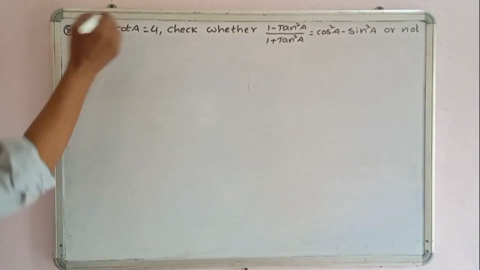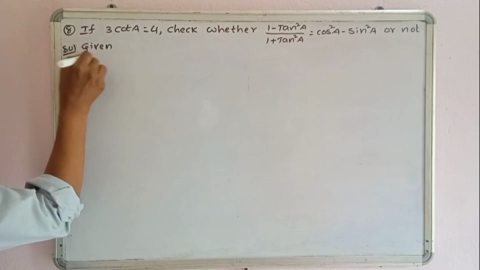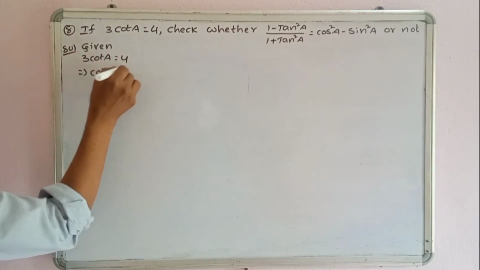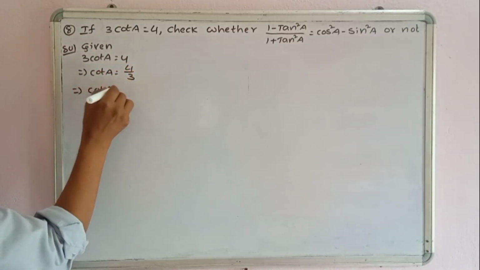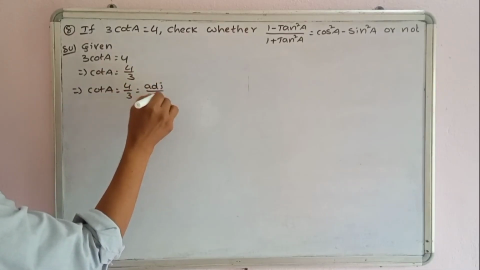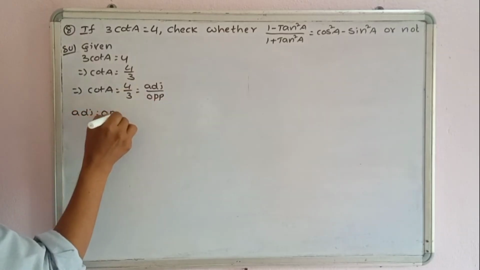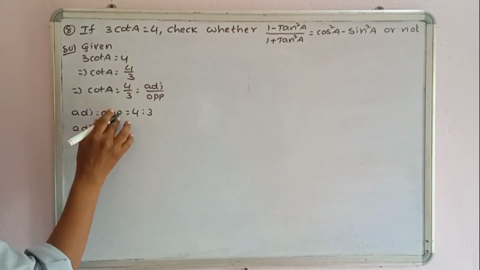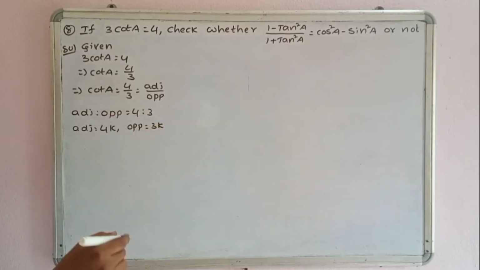So first, what is given? See the solution. Given 3 cot A equals 4, so cot A equals 4 by 3. What is the cot A definition? Adjacent by opposite. So adjacent is to opposite equals 4 is to 3. Therefore adjacent equals 4k, opposite equals 3k, where k is a constant.